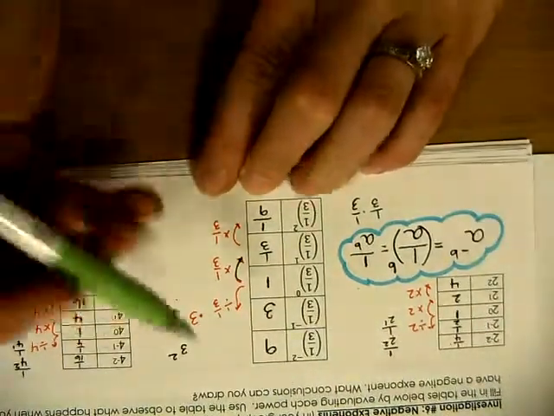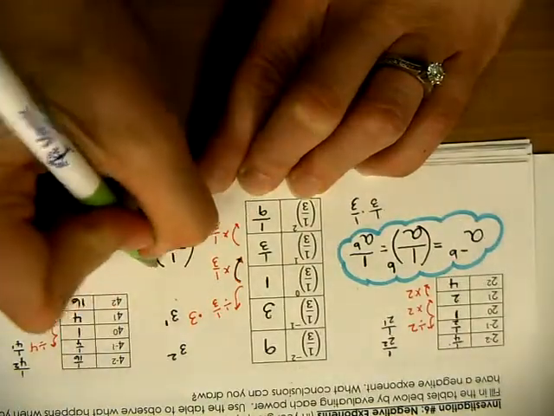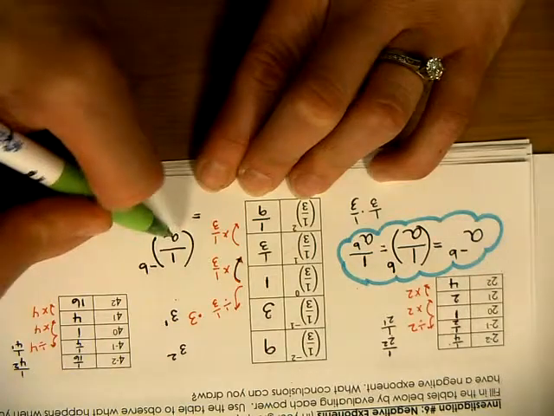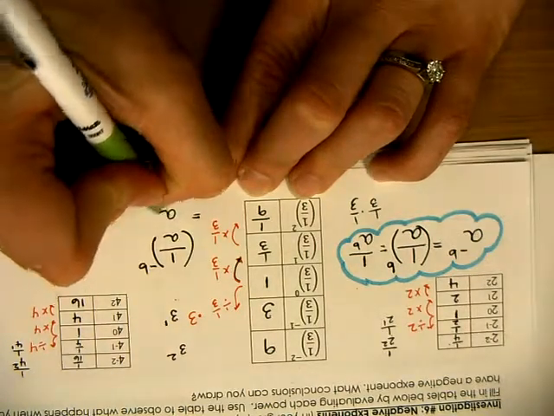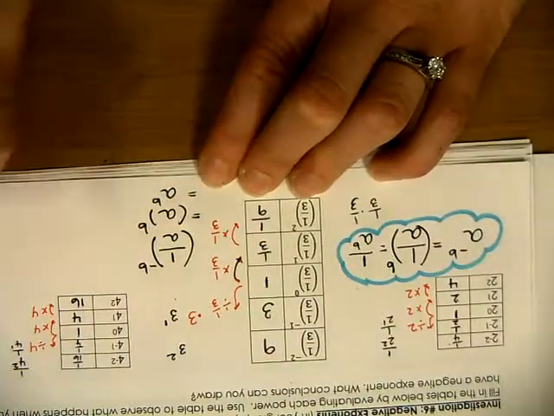Over here, if I have that same idea, if I do 1 over a to the negative b, then that would be equal to the reciprocal to the positive power. 1 over a is just a over 1, or a to the positive exponent, or you could just leave it as a to the b.